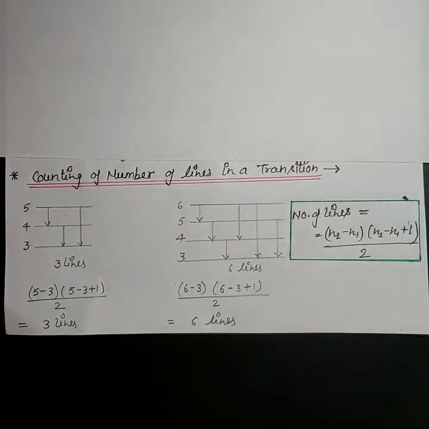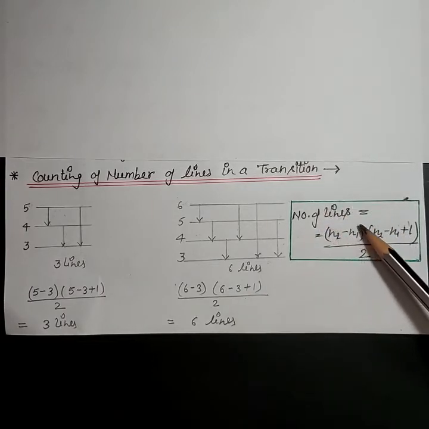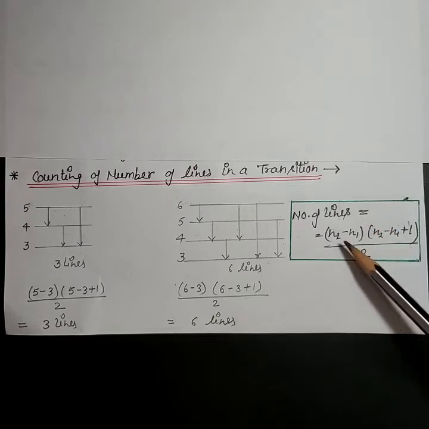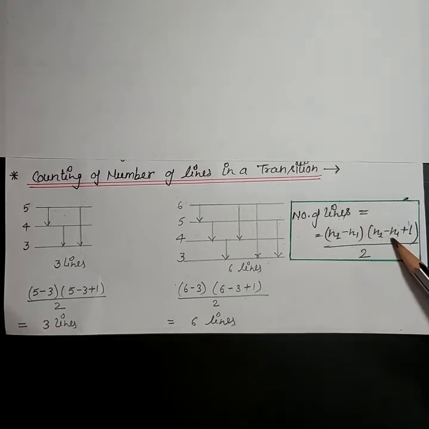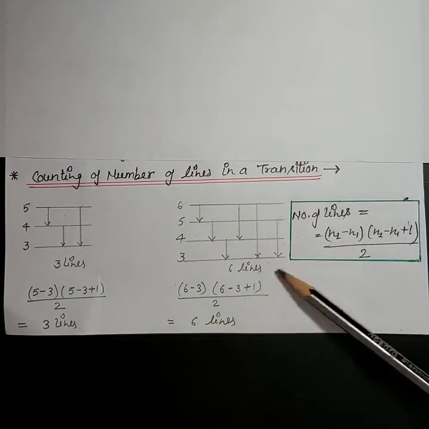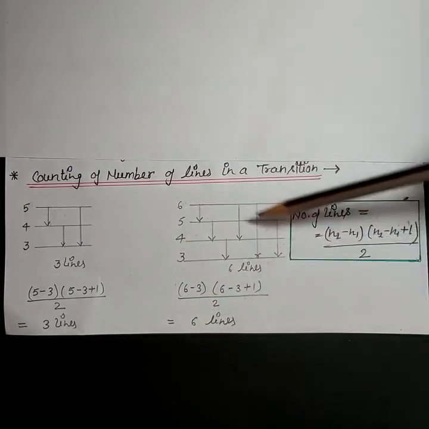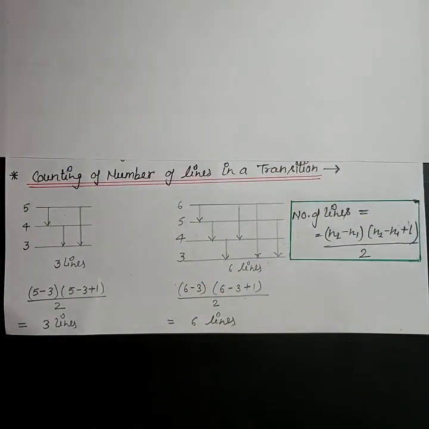So for this type of question we have a formula: number of lines equals (n2 minus n1) in one bracket, and in the other bracket (n2 minus n1 plus 1), divided by 2. So by using this formula you can calculate the spectral lines very easily without drawing this type of transition. Okay, let's see.